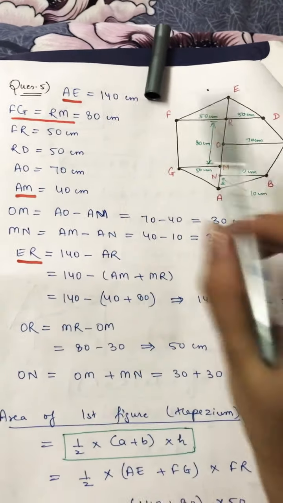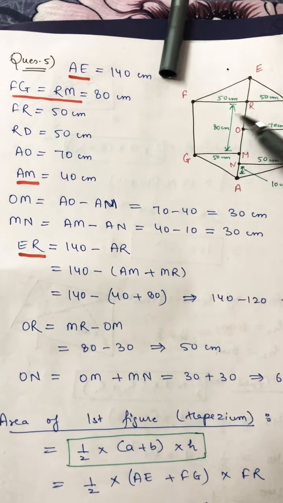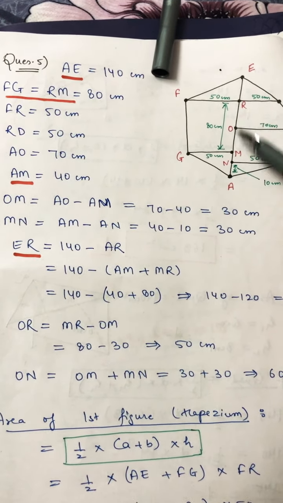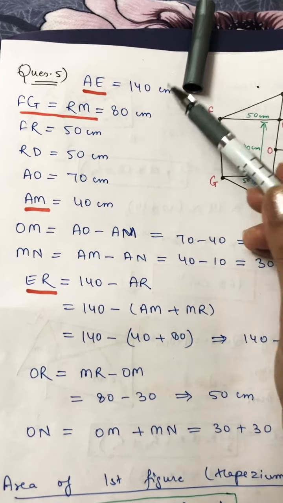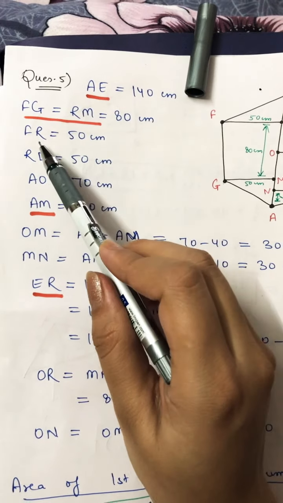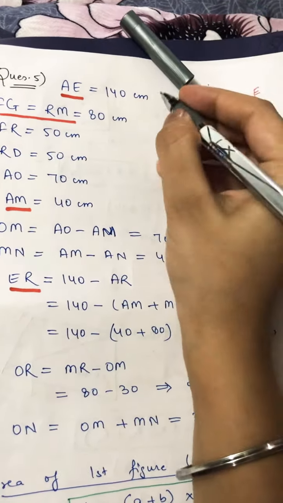Now here I have taken out FG. FG is not given, but FG is equal to RM. RM is given as 80, so FG will also be equal to 80. Got it? Next, FR is 50. FR is 50, this was given.